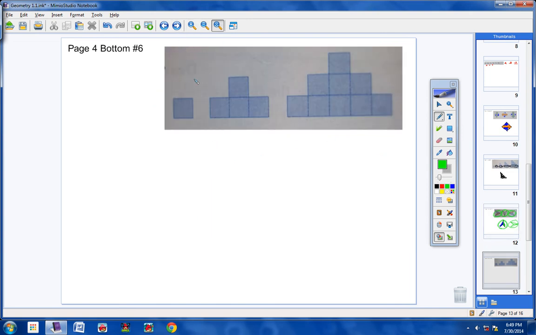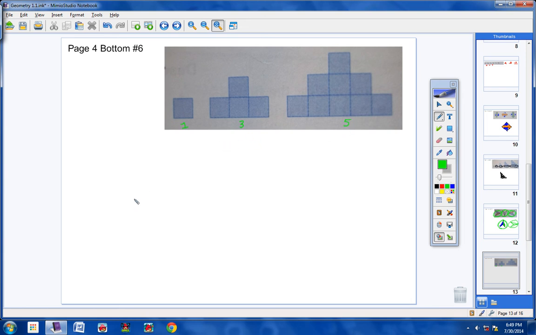Now again, don't copy these figures down here, just copy into your notes, page 6 or page 4, bottom number 6. Now they want us to write the next 2 figures that would come in this series of figures. Figure out a pattern and write the next 2 figures. Now notice here we have 1 block in the bottom. Here we have 3 blocks in the bottom, and here we have 5 blocks in the bottom. So it looks like we're going to have 1, 3, 5.